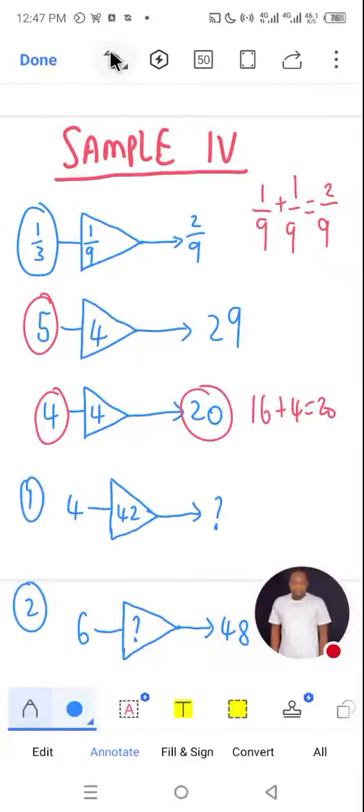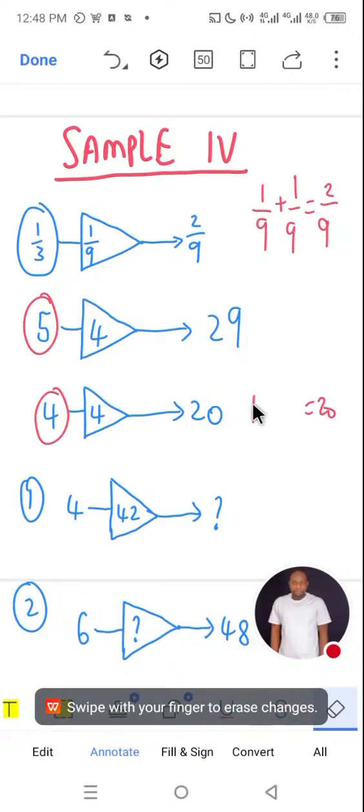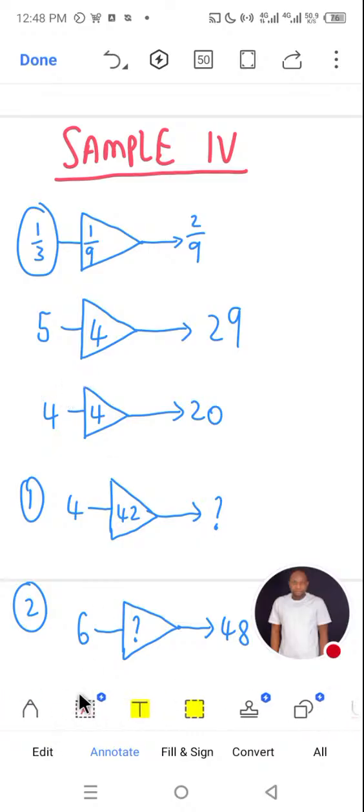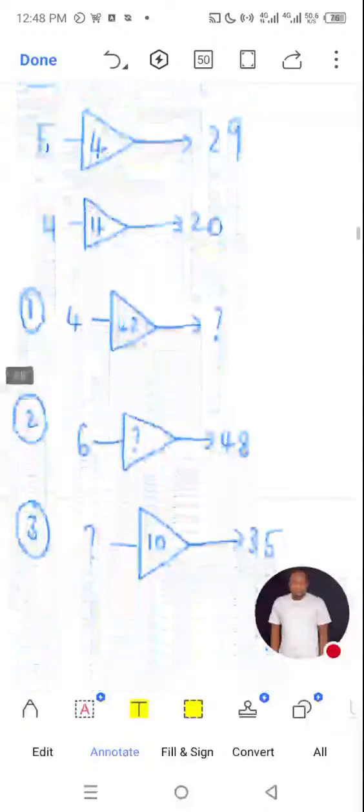So there you go, people. That is the answer. Is that okay? Now that we know that if you square the one on the left, add the one in the middle, you get the one on the right, can we now use it to answer the questions under it? Let's look at number 1.